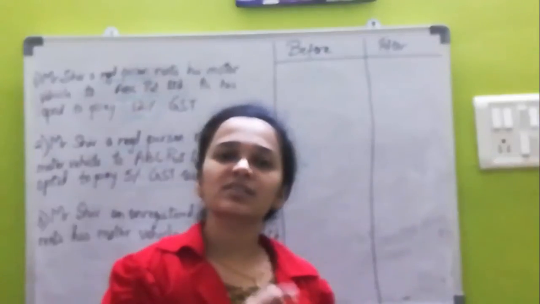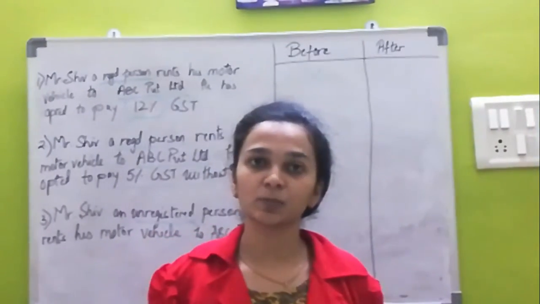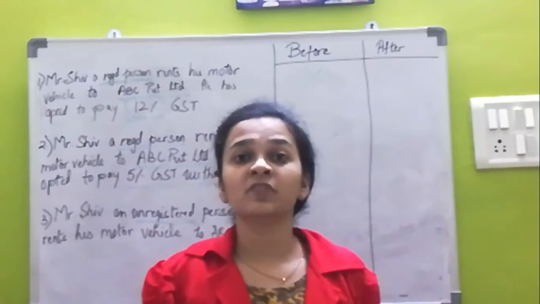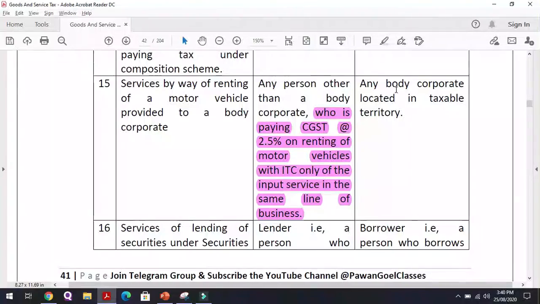Now if we just have a look at what we have seen in the provision, the second column wherein we have seen who is the supplier of service. Let's see the old provision and talk about who is the supplier of service here. If you look at the second column, it says any person other than a body corporate who is paying CGST at the rate of 2.5% on renting of motor vehicles with ITC only of the input service in the same line of business. So here the first condition, that the person should be a person other than body corporate, is satisfied when we talk about Mr.